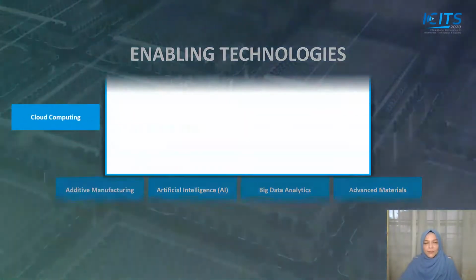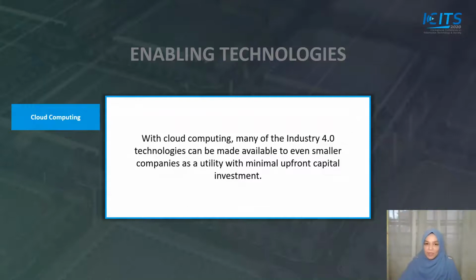Cloud computing. With cloud computing, many of the Industry 4.0 technologies can be made available even to smaller companies as a utility with minimal upfront capital investment. Companies can leverage cloud-based product design, simulation, artificial intelligence, and big data solutions to improve their production processes and build products better suited for their customers.